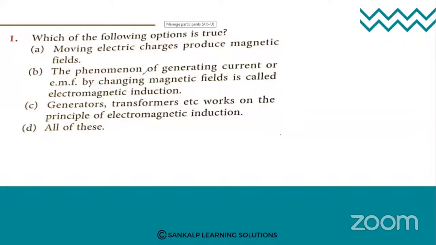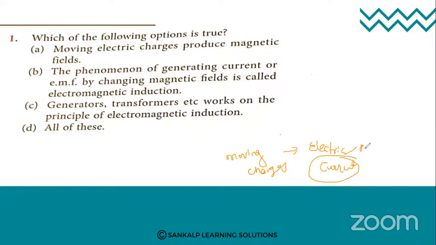That is why I gave you a little theory introduction first. See here, moving electric charges produce magnetic field. Moving charges produce what? From moving charges we get electric current. When the charges are in motion, we will get the electric current. We already know that around the electric current we will get the electric field as well as the magnetic field. Both electric field and magnetic field are there.